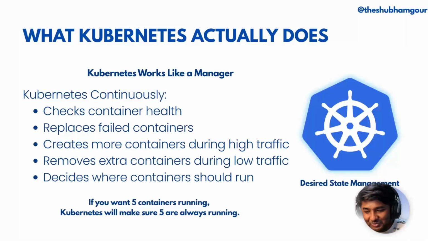Now, here is the most important concept, that is desired state management. This is the actual heart of Kubernetes. Let's say you want 5 containers to run all the time, and Kubernetes treats this as the desired state. Even if one container crashes or one server fails, Kubernetes will be responsible to make sure that the 5 containers desired by the user are up and running anyhow. It continuously works to maintain the state that you requested, and this automation is what makes Kubernetes powerful, right?